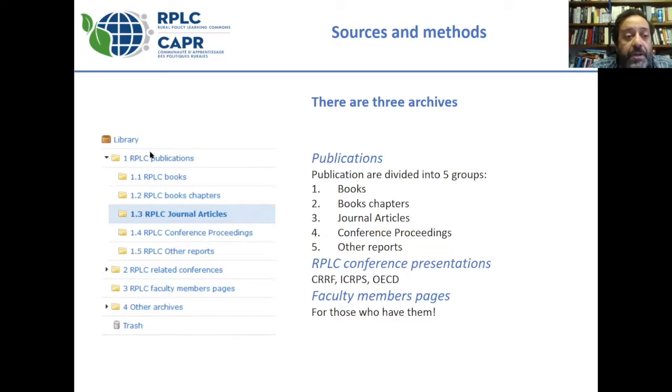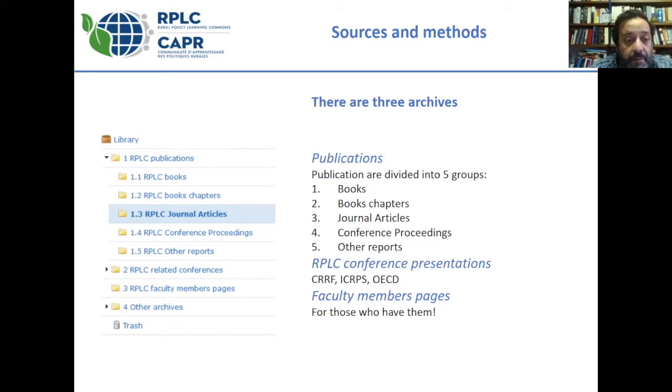The most important is on publications, which is in turn divided into five groups, also according to the SSHRC taxonomy. We have books, book chapters, journal articles, conference proceedings, and other reports, which groups all documents that cannot be put in the previous categories because they are mainly reports for international organizations, universities, NGOs, or others. Then we have another database on RPLC-related conference presentations, mainly CRRF, ISERPS, and the OECD in 2015. A third database is a list of faculty member pages, of course for those who have them.